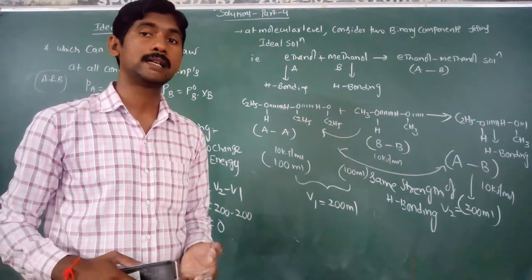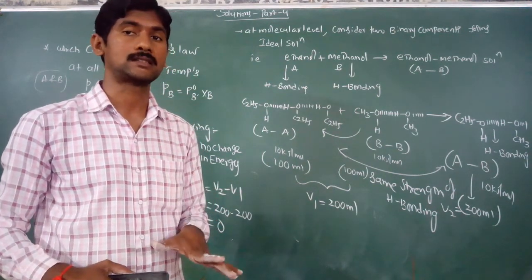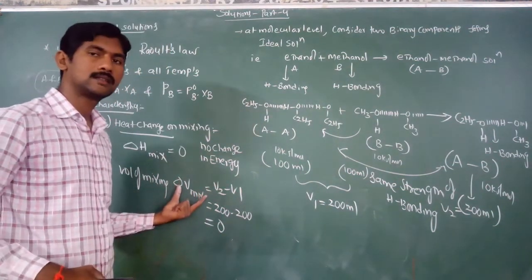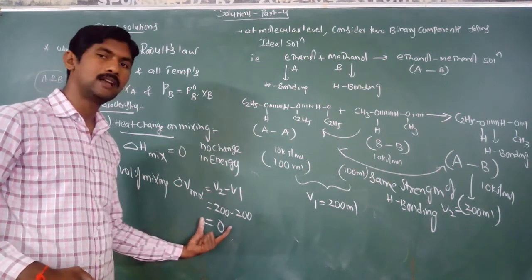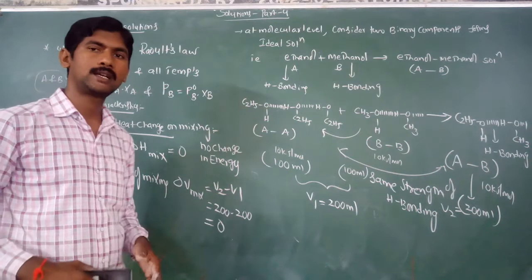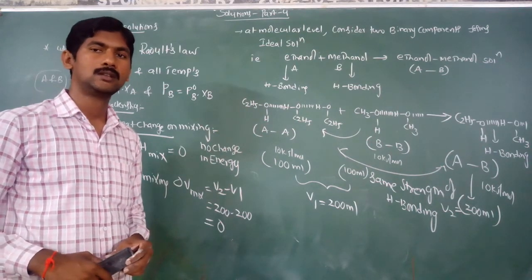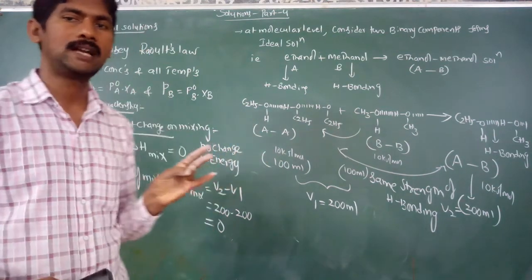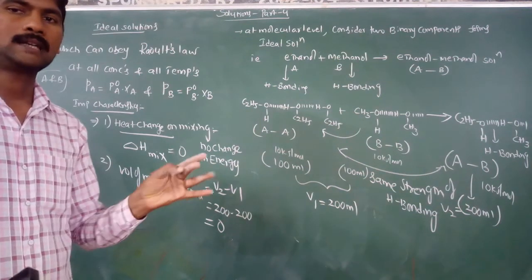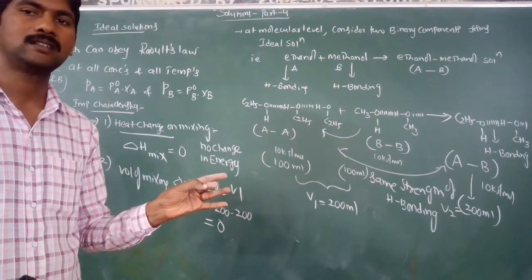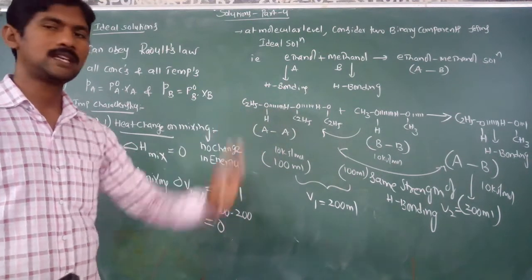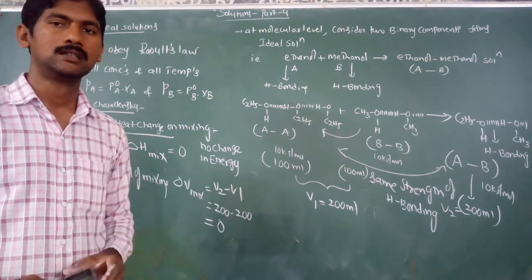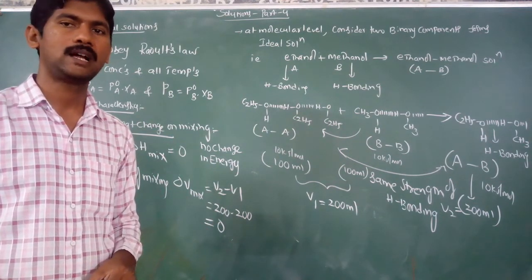There is no change in the magnitude of intermolecular forces of attractions. Therefore, there is no change in the volume. So for ideal solutions, the change in volume of mixing is also 0. These are very important characteristics for ideal solutions, which obey Raoult's law. Delta H mixing is equal to 0, delta V mixing is also 0, and there is no change in the magnitude of intermolecular forces of attractions before and after adding. So these are very important characteristics of ideal solutions.